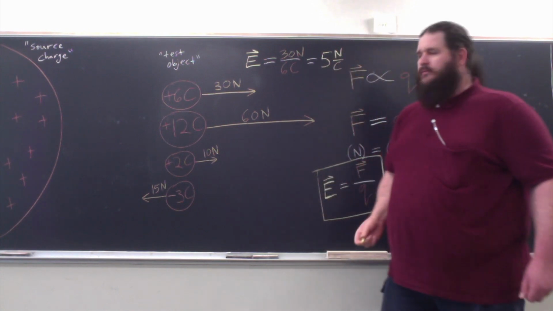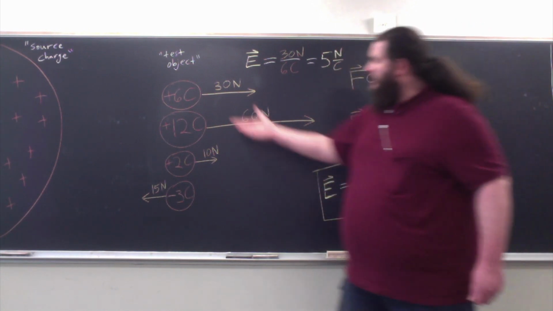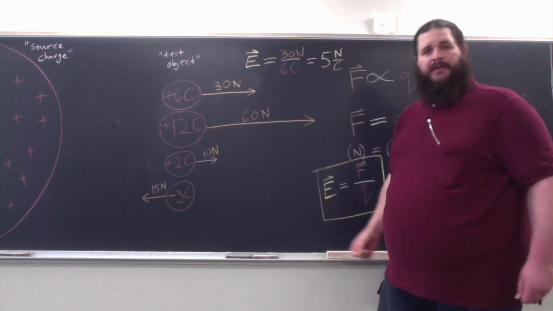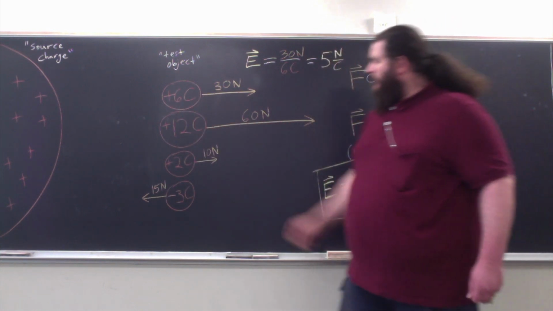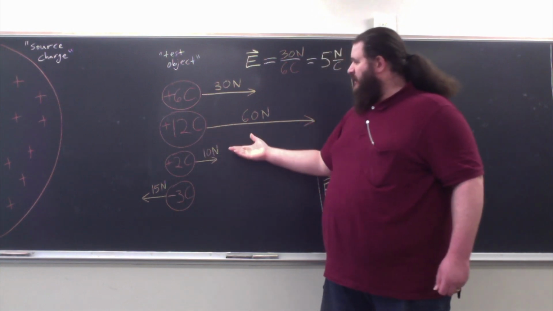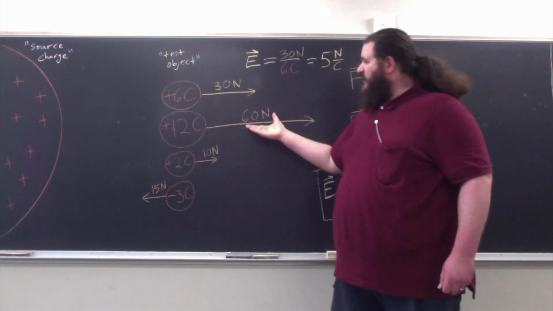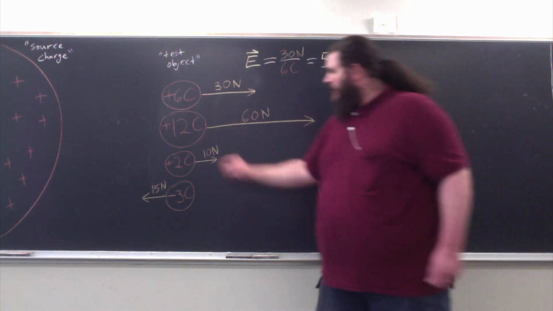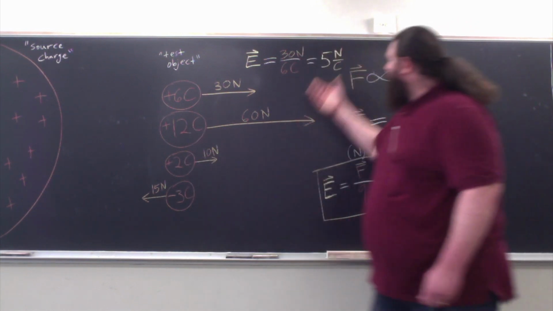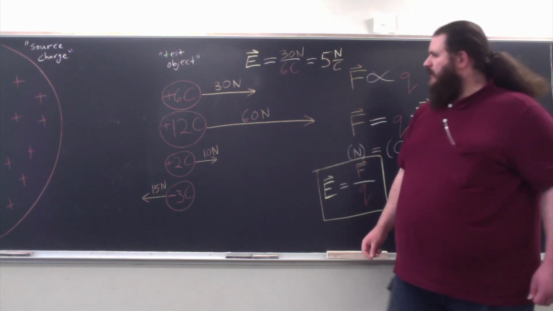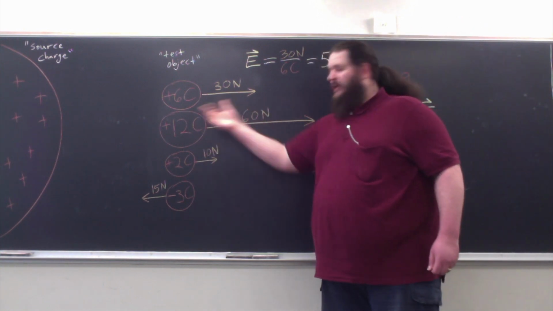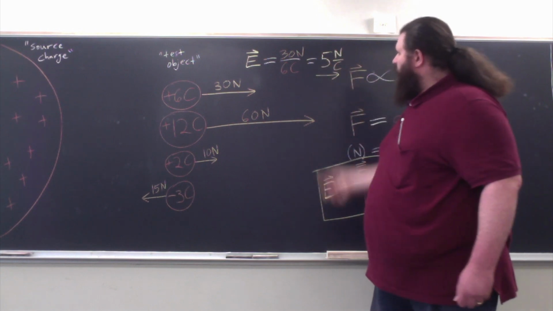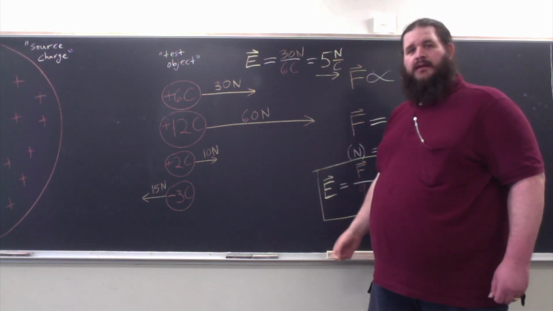So 30 newtons divided by 6 coulombs tells us that this charged particle is noticing a 5 newtons per coulomb electric field. But if we try for the next one, again dividing force by charge, 60 newtons divided by 12 coulombs is also 5 newtons per coulomb. 10 newtons divided by 2 coulombs is also 5 newtons per coulomb. And since these are all a force to the right divided by a positive scalar, that has a direction also. The electric field is 5 newtons per coulomb to the right.